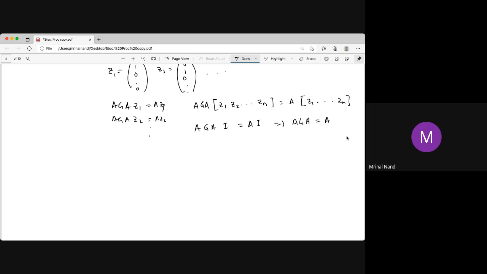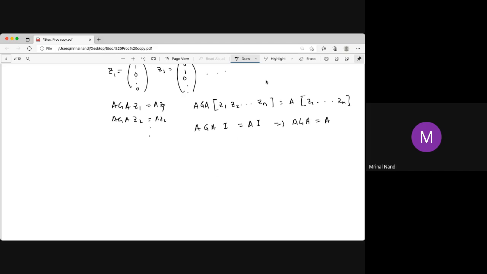So that is a tricky thing. If it is true for some Z's, it may not be true that AZ equals BZ implies A equals B. But if it is true for all Z, then A is equal to B. So this is a beautiful proof, and it says that this G, the generalized inverse, has the desired property, and I need that G.